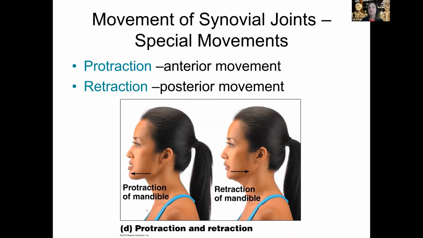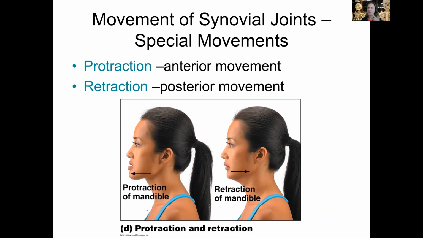Protraction and retraction. These are special movements that we can find in some synovial joints. Protraction means to push it forward. Retraction is to pull it backward. So this example is showing you at the mandible, so you can protract and retract the mandible, push it forward and bring it back.